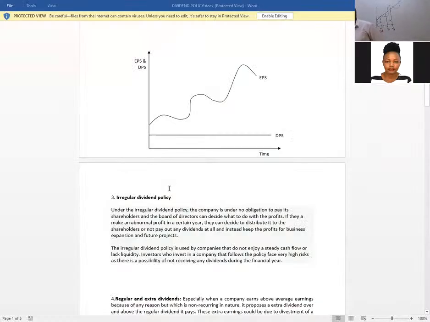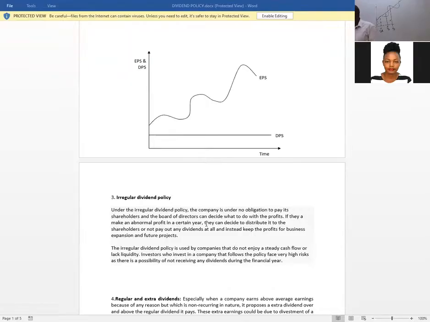So we continue here. Irregular dividend policy. Under the irregular dividend policy, the company is under no obligation now to pay its shareholders, and the board of directors can decide what to do with the profits. Irregular. So this year we can pay 10, next year we pay 20, another year we pay 0, etc. We are not under anybody's obligation to pay dividends. If they make an abnormal profit in a certain year, they can decide to distribute it to the shareholders or not pay out any dividends at all, and instead keep the profits for business expansion and future projects.